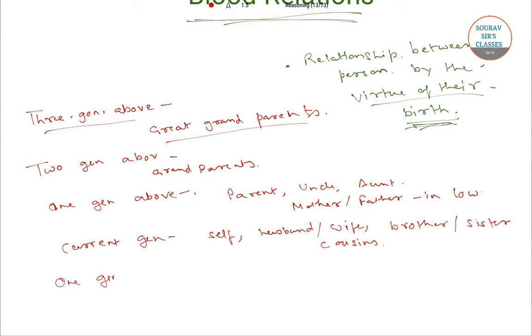One generation below would be your son or daughter, then your nephew or niece, and then there would be your son-in-law, son or daughter-in-law.